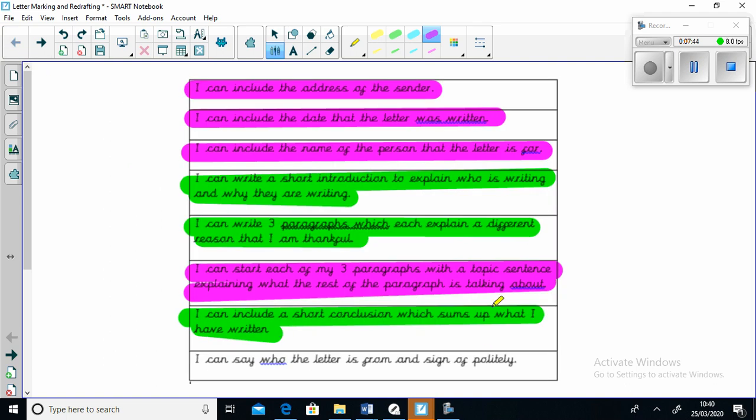Right, let me just highlight those. Oh, it's one a bit wonky. Straighten out. Okay, so there I've done. I've marked my work. I've marked off the success criteria which I'm confident I've succeeded in, and I've also identified the areas that need improving.